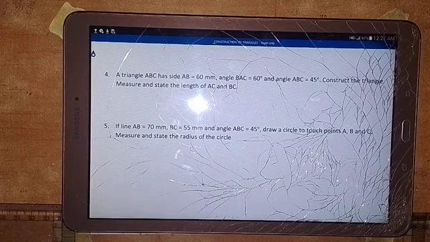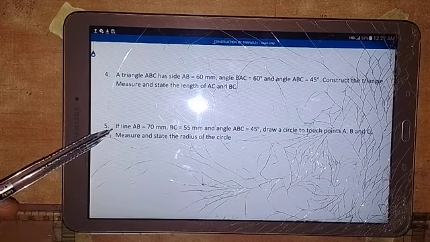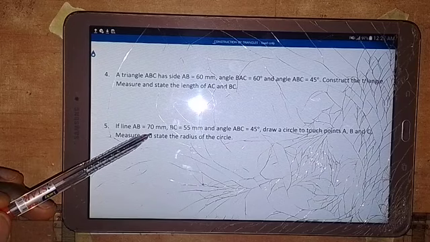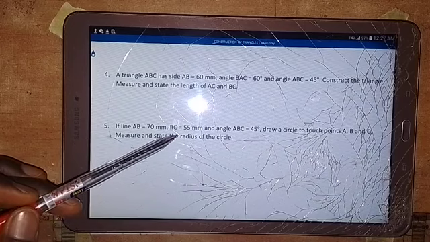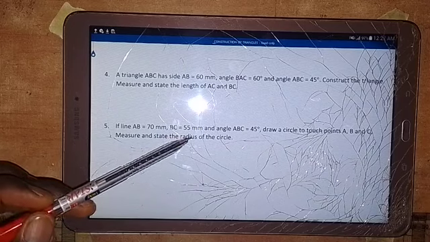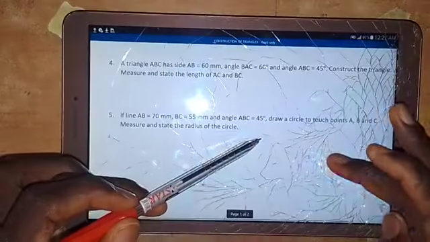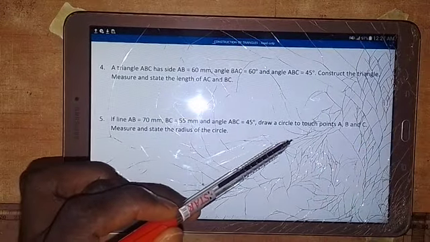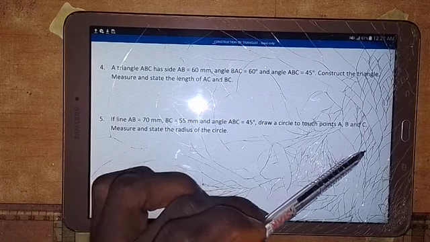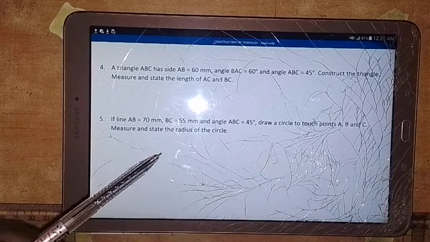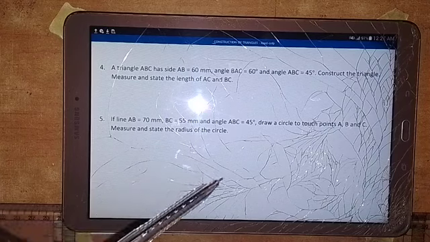And the question that we have here says that if line AB equals 70 millimeters, BC equals 55 millimeters, and angle ABC equals 45 degrees, draw a circle to touch points A, B, and C. Measure and state the radius of the circle.